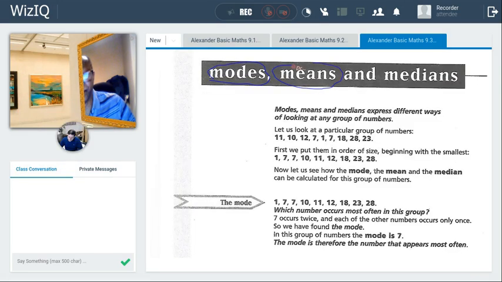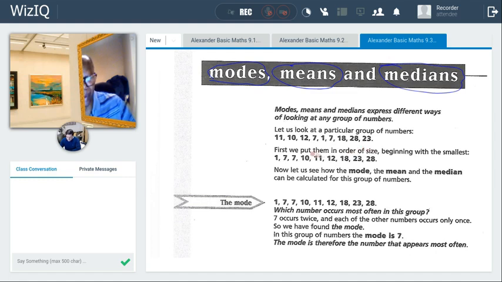And again, you can see we are talking about the statistics here, which is the beginning of something very important to your work. Right. So means, modes, and medians express different ways of looking at any group of numbers. Let us look at a particular group of numbers. So you have 11, 10, 12, 7, 1, 7, 18, 23, 28.